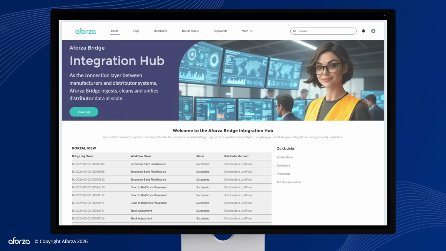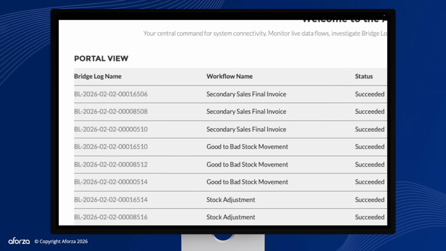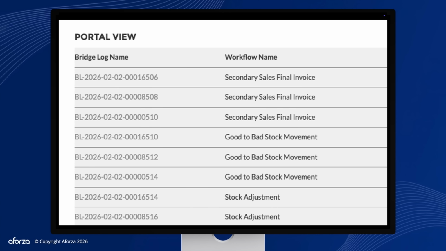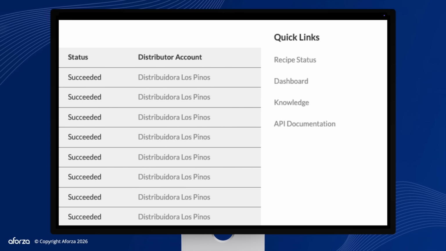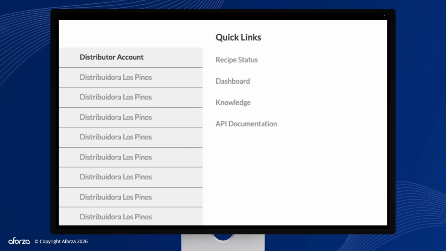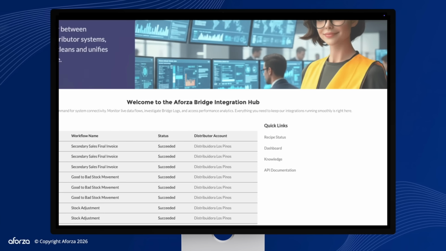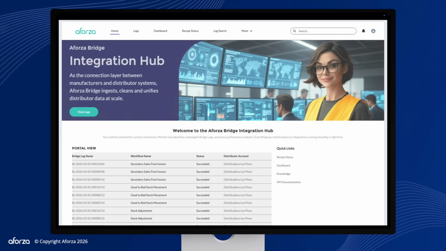So this integration hub is the connection layer between the manufacturers and whatever those systems are in your distributors. In this portal, we can see all the logs, we can see the workflows and their statuses, and all of this history is there. It's available for us to use and to prove in any kind of conversations we're having with different teams. I've got all of my quick links for any help that I need with this.